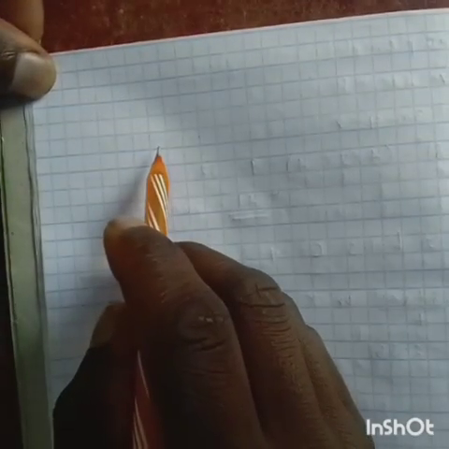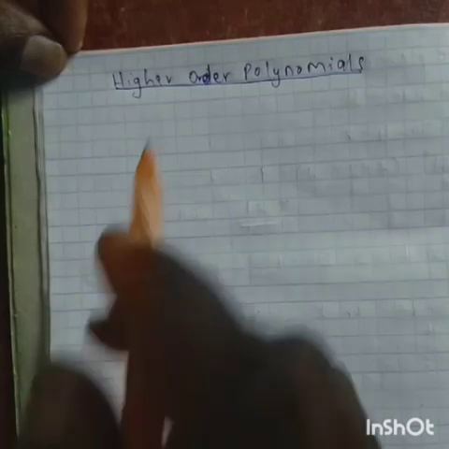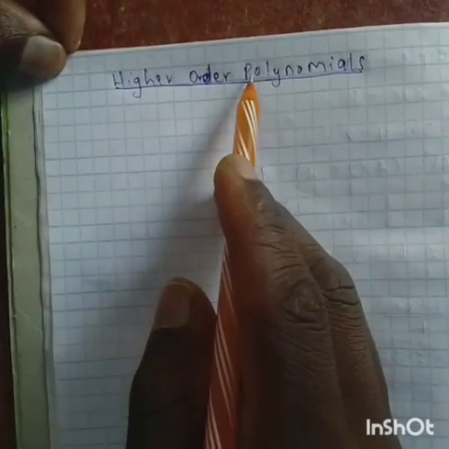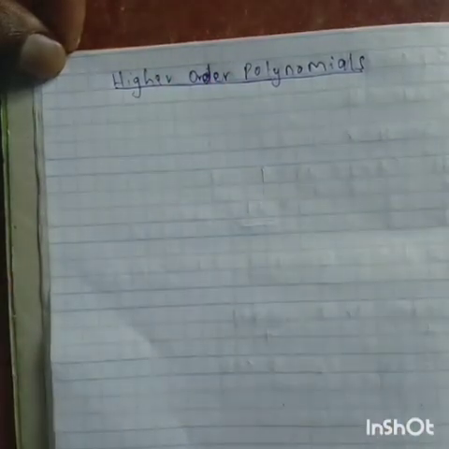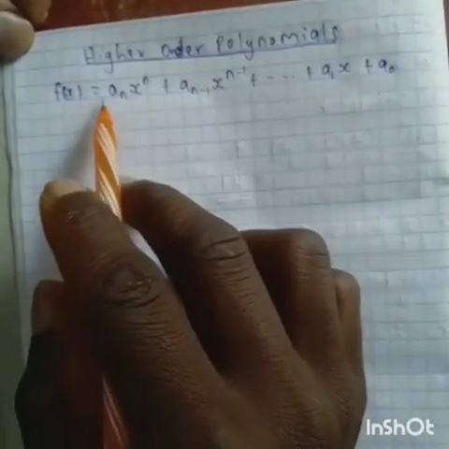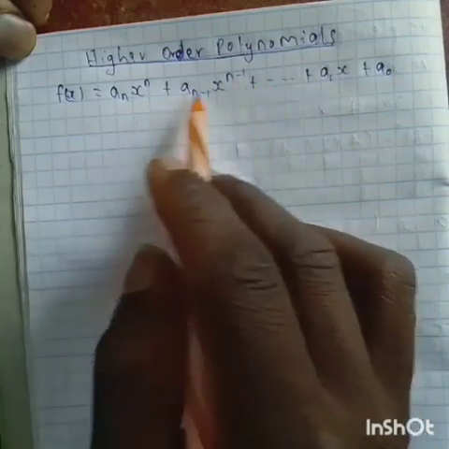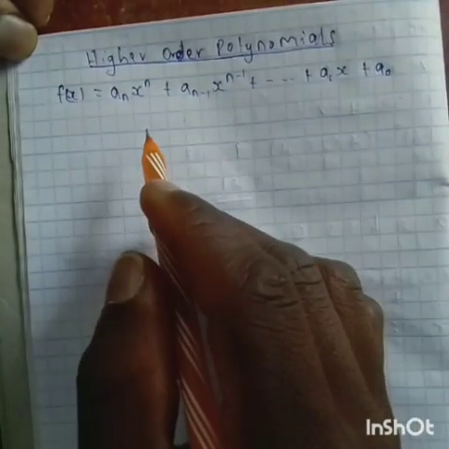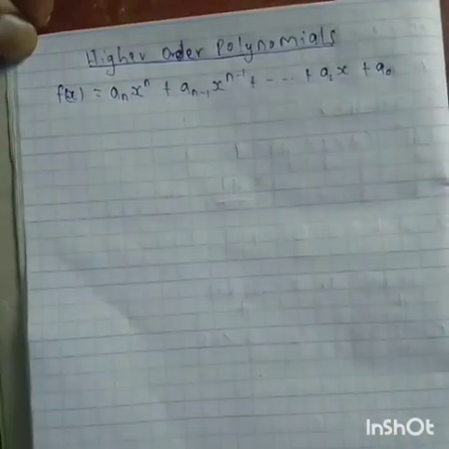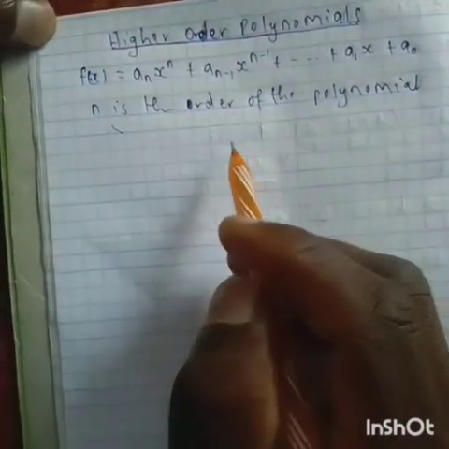Welcome. So today we want to look at higher order polynomials. And we see that a polynomial is always presented in this form. This is the general representation of a polynomial, and we see that n is the order of the polynomial.